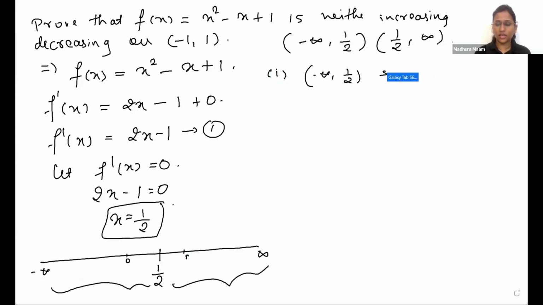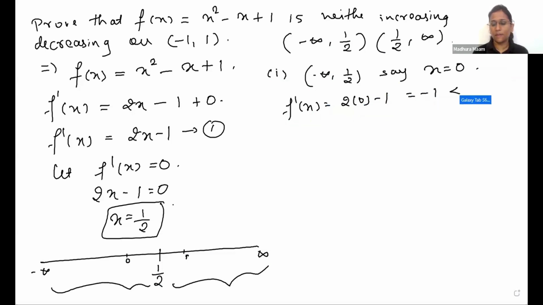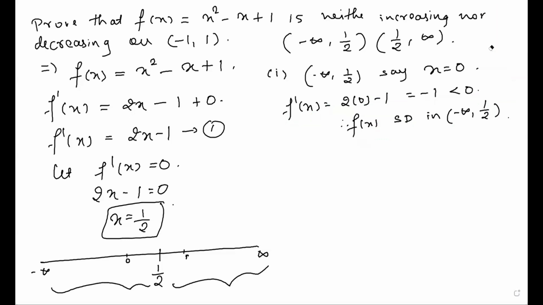Take the first case, minus infinity to 1 by 2. Take any one x value in this. Which will be convenient? 0 is convenient, right? Because 0 lies here. So f dash of x is 2 into 0 minus 1, which is minus 1, less than 0. Therefore f of x is strictly decreasing from minus infinity to 1 by 2. Correct? Next.